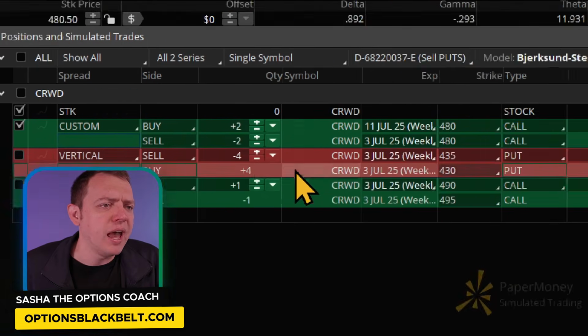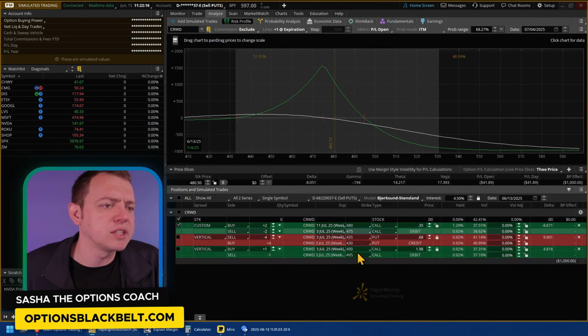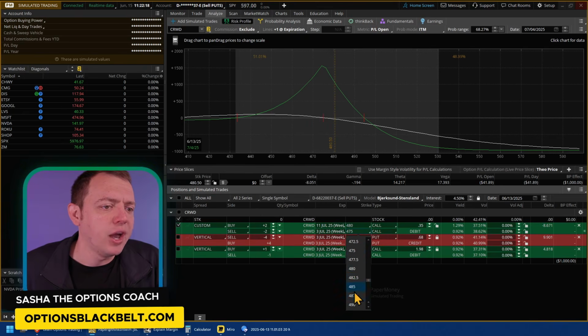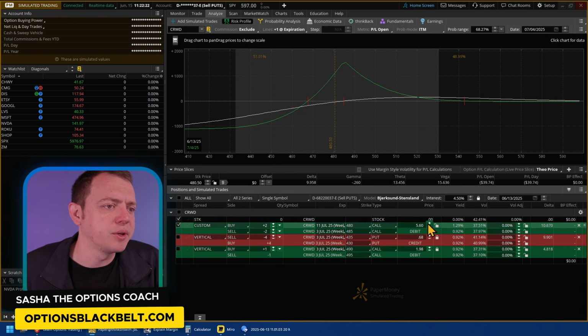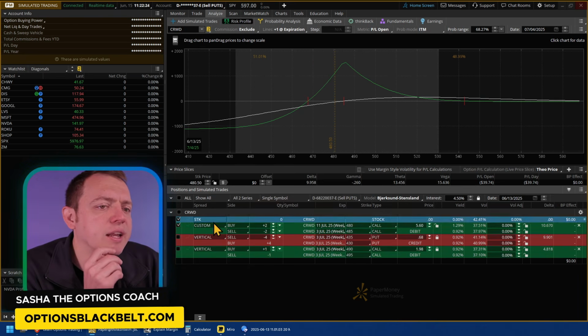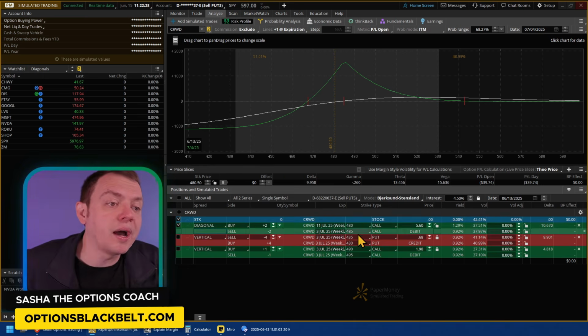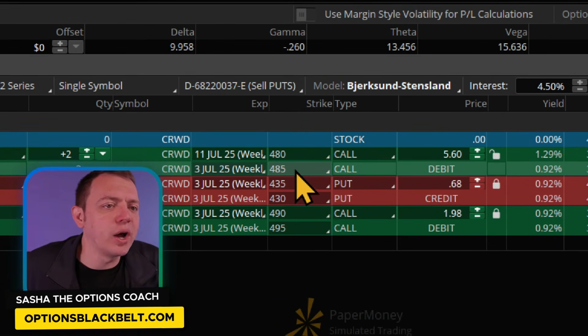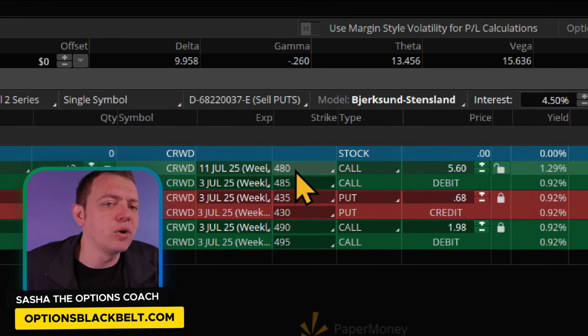You can go to custom, and then what you can do is kind of modify and manipulate some of these. So I can move this kind of to the downside and make it bearish, or I could move it kind of to the upside here and make it bullish. Actually, let's just do it a little bit right there. And now what I've got is a diagonal basis right here. So this is another way to do it by offsetting these strikes. And now I've got a 485 that I'm selling versus the 480 that I'm buying.